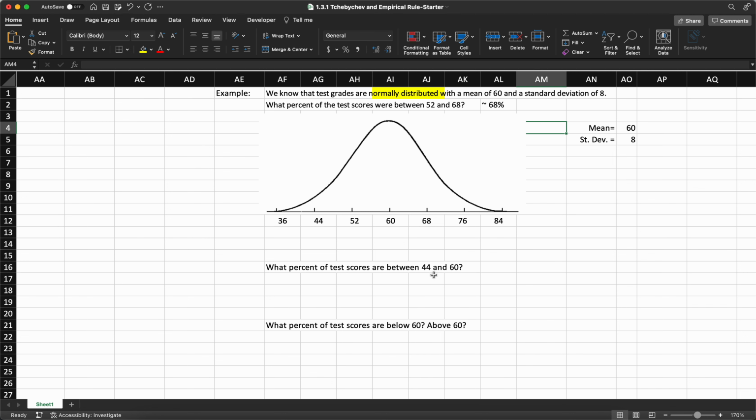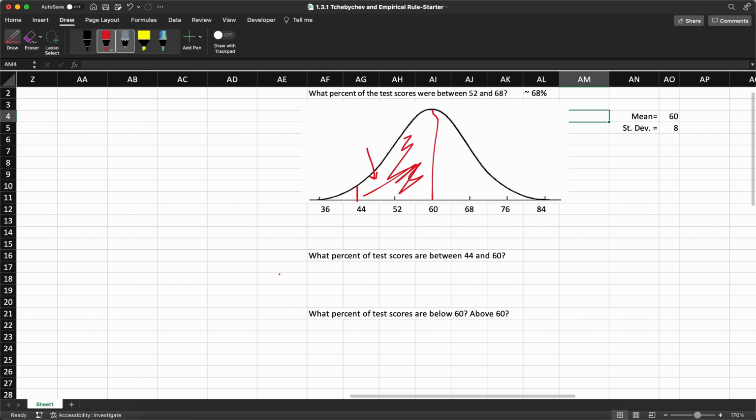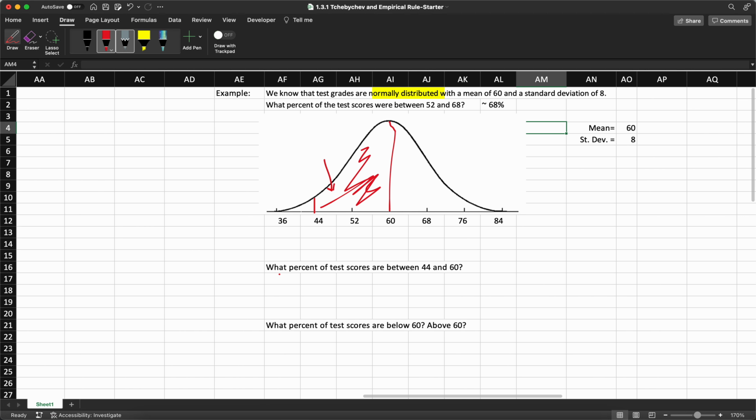Okay, so now we want to know the test scores between 44 and 60. So 44 is 2 standard deviations below the mean, and 60 is the mean itself. So I'm actually looking for the area under the curve between here and here. I wish that were straight. So I'm looking for this area in here, which I know from the diagram I have over here, this area is 13.5.